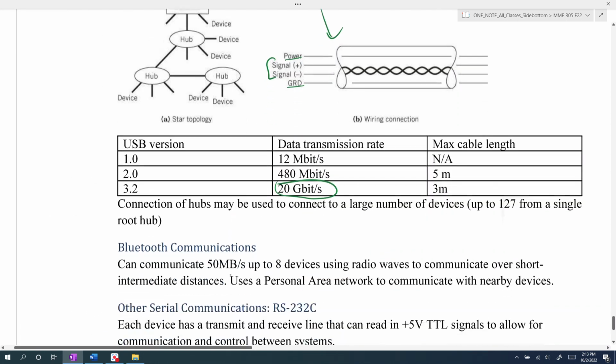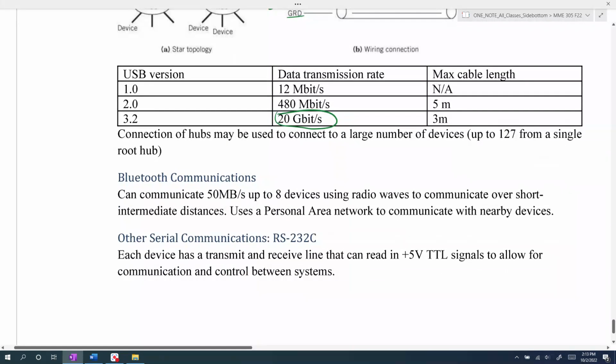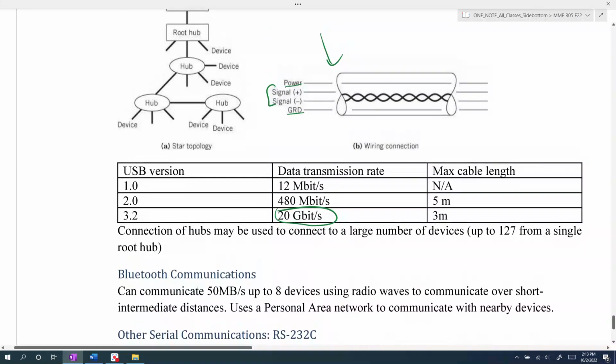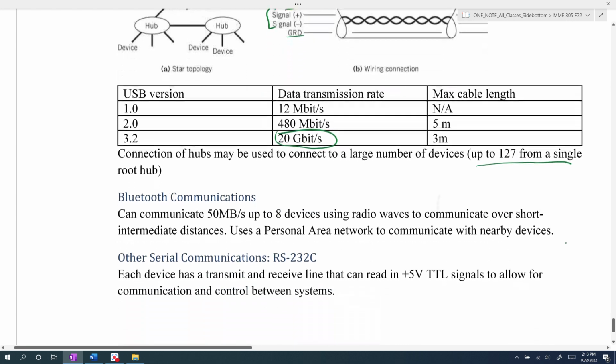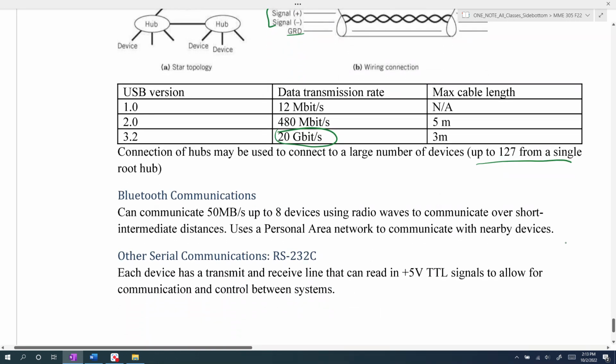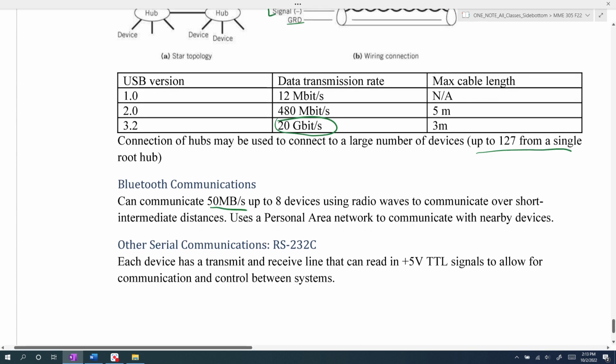The nice thing about USBs is you can use hubs to connect a large number of devices. You can connect up to 127 devices using USB. An alternate form of communication is Bluetooth. Bluetooth can typically communicate at 50 megabits per second, which is still pretty large, with up to 8 devices using radio waves over short distances. All of you probably have Bluetooth devices.